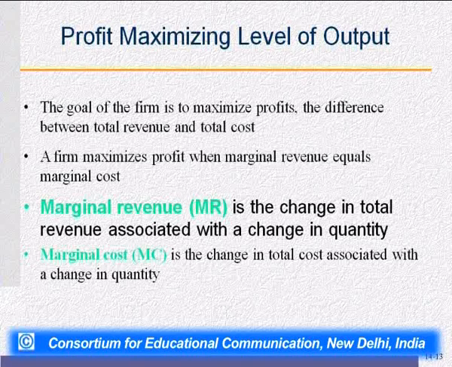Marginal revenue is the change in total revenue associated with the change in quantity, and marginal cost is the change in total cost associated with the change in quantity. The meaning of the word marginal is that an additional unit comes, whether it is marginal revenue, marginal production or marginal cost. The single meaning of marginal is that when an additional unit comes, what is the impact on total revenue, total cost or total production. Whatever it is attached to, marginal in Hindi is सीमांत. The word सीमांत has its own meaning: when an additional unit comes.